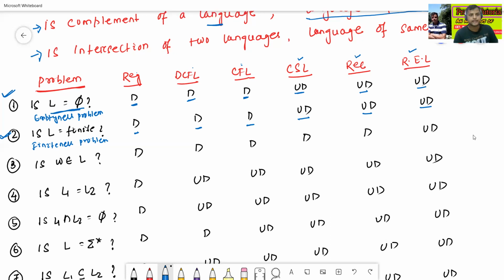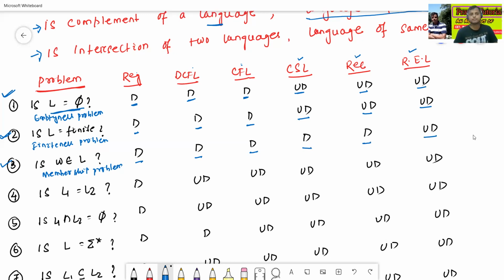Okay, the next point: does w belong to L or not? This problem is called the membership problem. We have also discussed the membership problem in the decision properties of regular and context-free languages. So is the membership problem decidable or undecidable? It is decidable under regular language, decidable under DCFL, decidable under CFL, decidable under CSL, decidable under recursive language, and undecidable under REL.